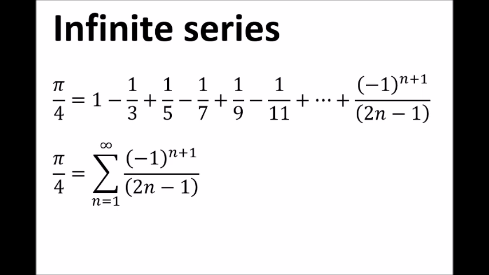The sigma notation for the same series is displayed in the second line. Notice that this series continues forever. We have to add an infinite number of terms to converge on pi over 4.